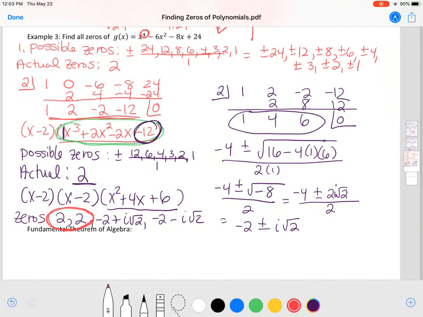So when you look at the graph, if you were going to graph this 4th degree polynomial, what you would see is that at 2, because it's a multiplicity of 2, it's going to touch the x-axis and then bounce back off. And those other zeros, the imaginary zeros, aren't going to show up, so you're not going to see that on your graph. You're just going to see that x-intercept of 2 that's going to do a touch and turn because it's a multiplicity of 2.